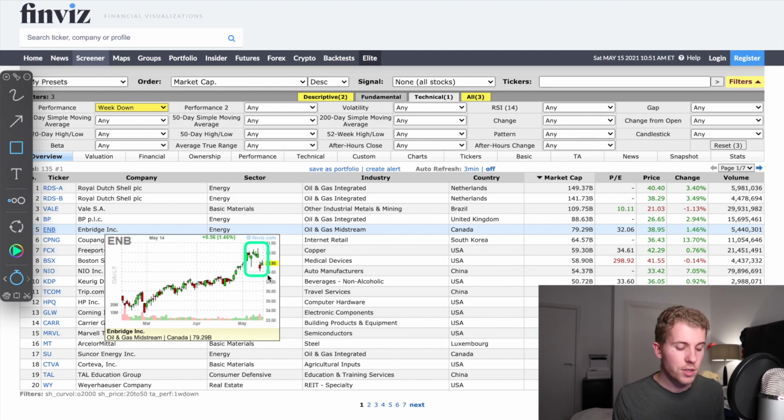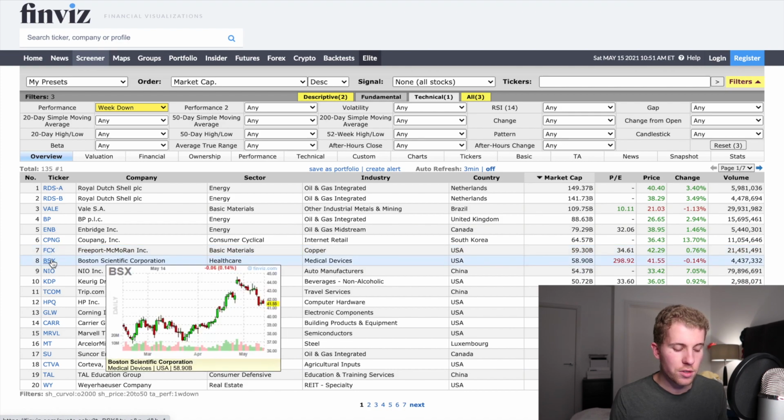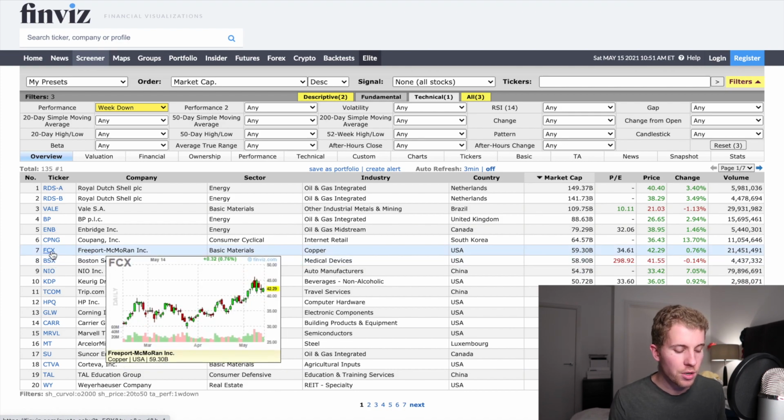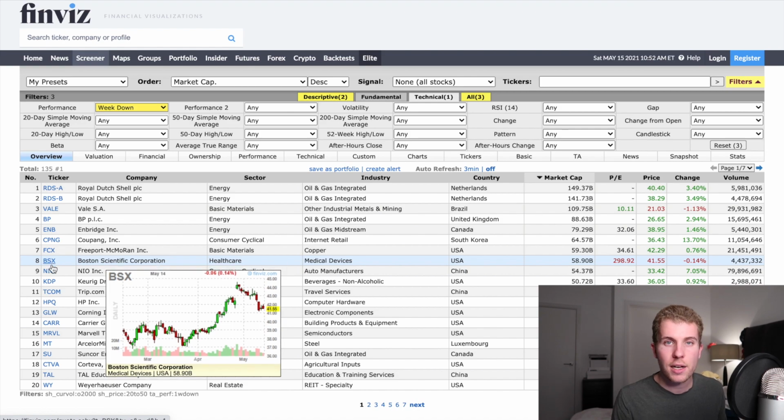I want to start the wheel strategy on a stock that just had a pullback, so at least I'm sure that I'm not going to sell a put at the highest price possible. And if I keep going down, you see that every time you put your mouse on the stock ticker, it shows you the chart directly. So FCX, same thing. You see that, for example, BSX, the same thing. Basically all of those stocks have had a performance where they went down during the last week.